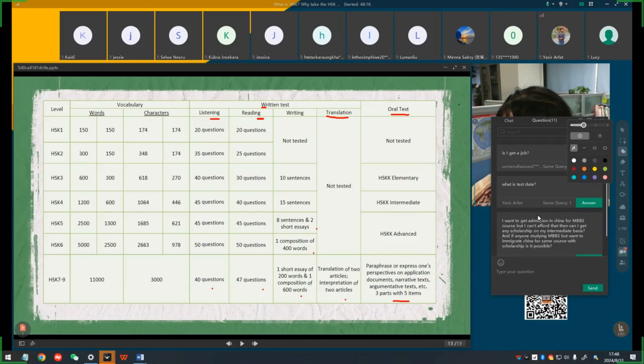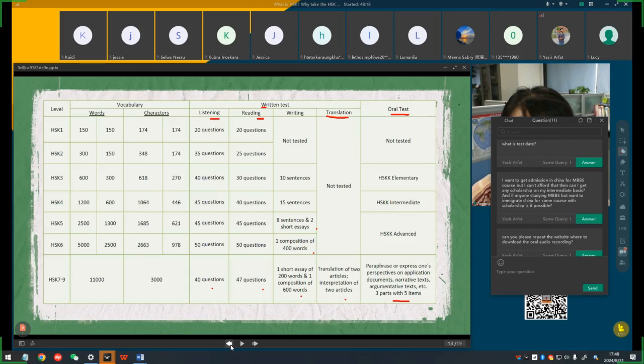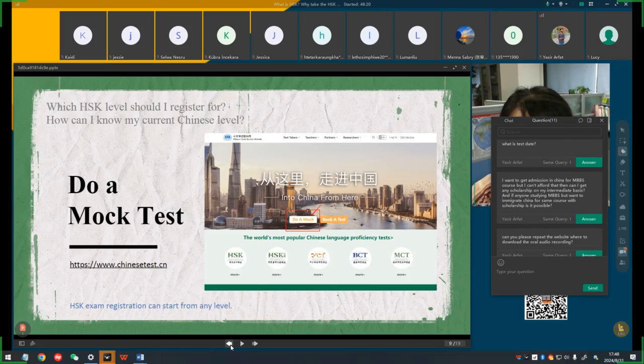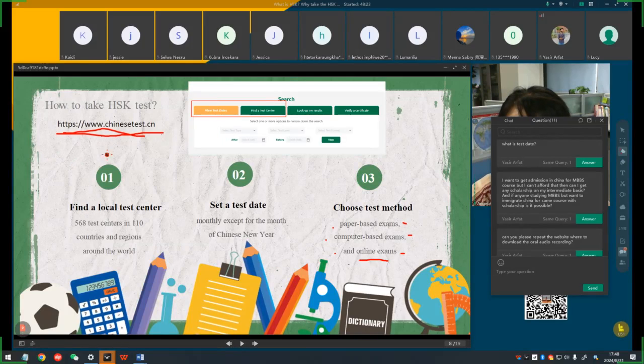What is the test date? I already talked about that before. So you need to check the HSK official website, and from the website you will view the test dates, and you can choose and search it. It will help you to get the test dates. There is a test each month, except for the Chinese New Year month.